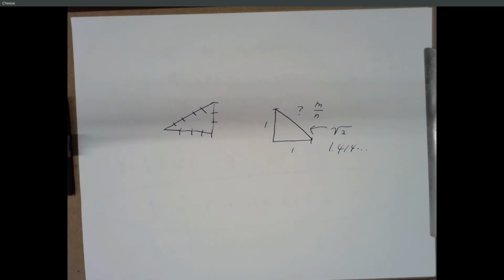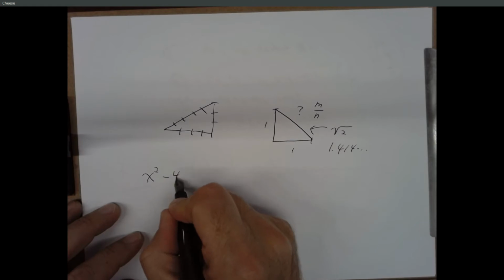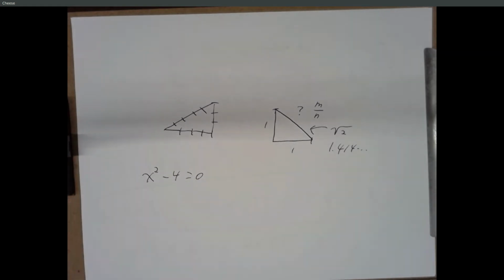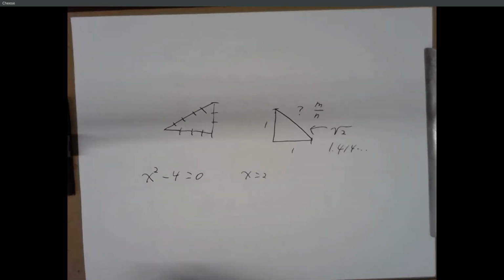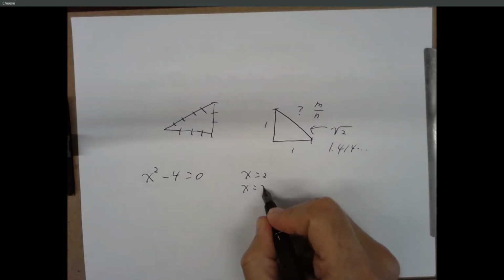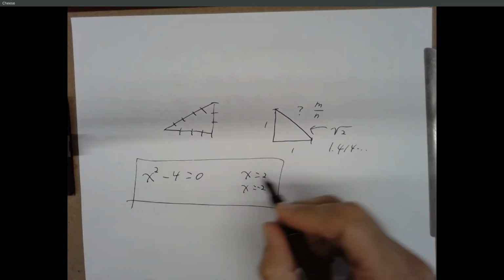Really simple algebra question. Okay, x squared minus 4 equals 0. Is there a solution to this? What's a possible value for x that makes this true? Yeah, x equals 2. That's a solution. Is there another solution? Yeah, x equals negative 2. That's another solution.